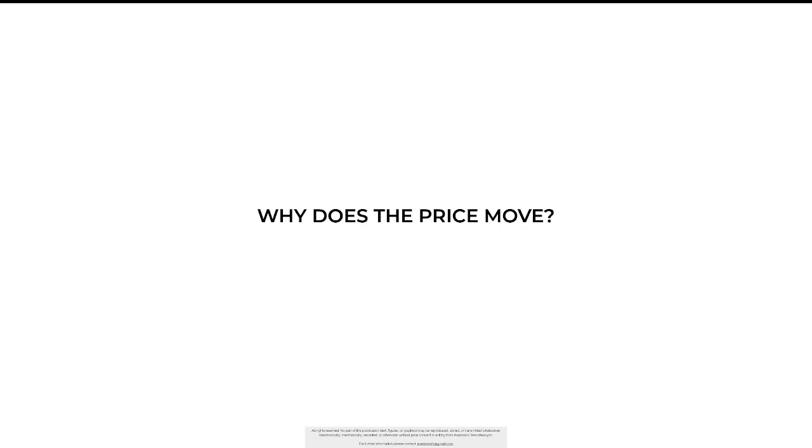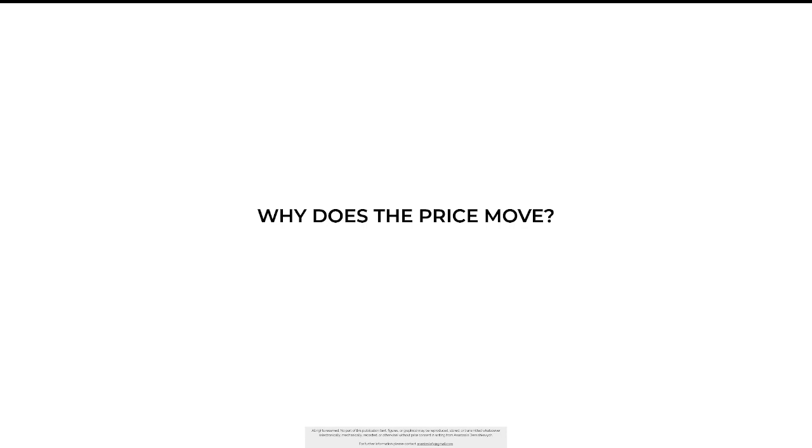I want to give you an answer and brainstorm with you: why does the price in general move? Now, what a lot of people think is that the price moves because we have more buyers or more sellers on one of the sides. The price moves up because there are more buyers than sellers currently, and there is more demand than supply, and the price moves down, a lot of people think, because we have more supply than demand.